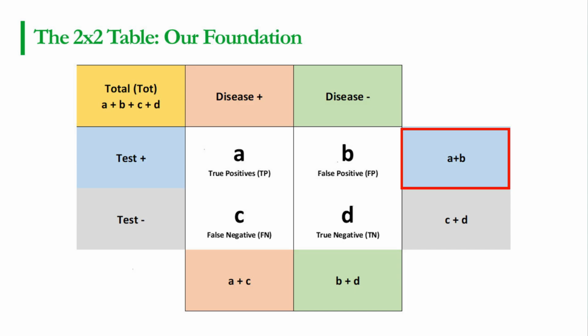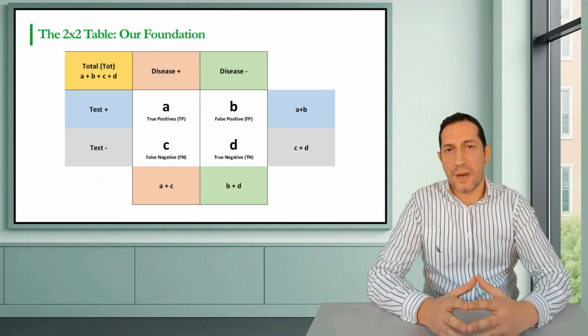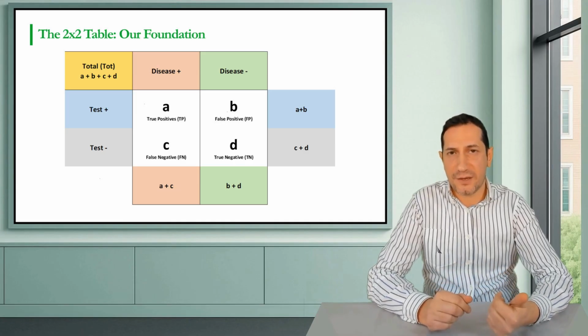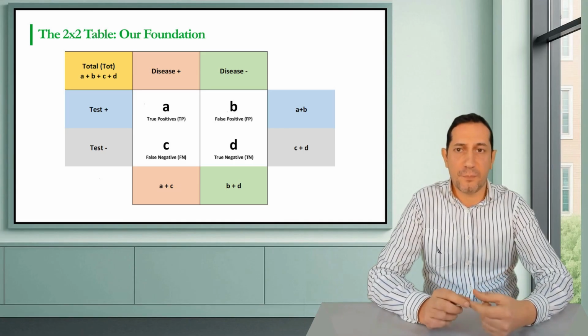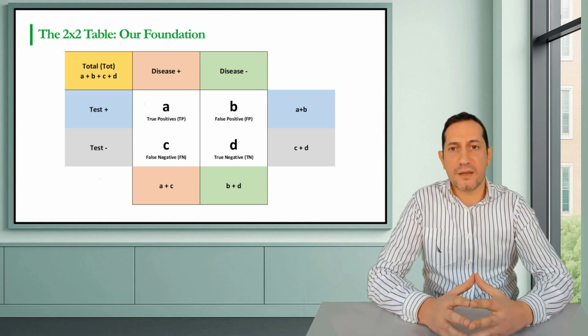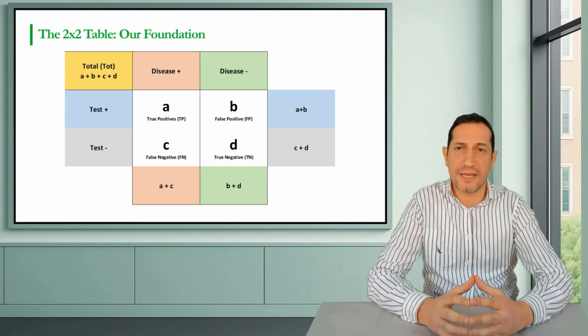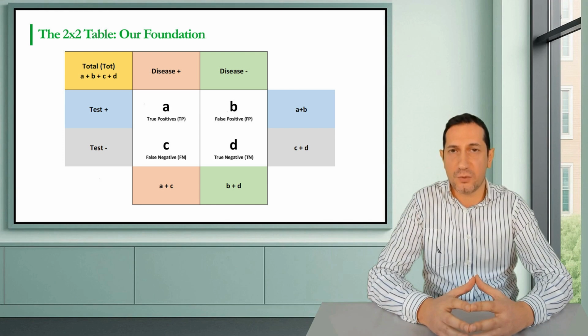The top row, A plus B, is the positive total. The bottom row, C plus D, is the negative total. The diseased column total is A plus C, and the non-diseased column total is B plus D. The overall population total is A plus B plus C plus D. Once this layout is stable in your mind, diagnostic calculations become mechanical rather than confusing. Most errors in diagnostic interpretation are not math errors. They are table layout errors, such as mixing up B and C or conditioning on the wrong margin.